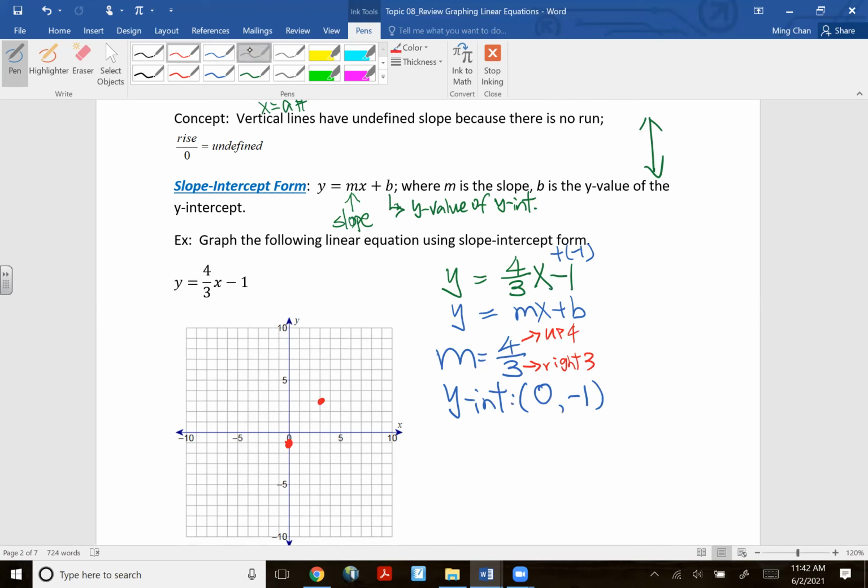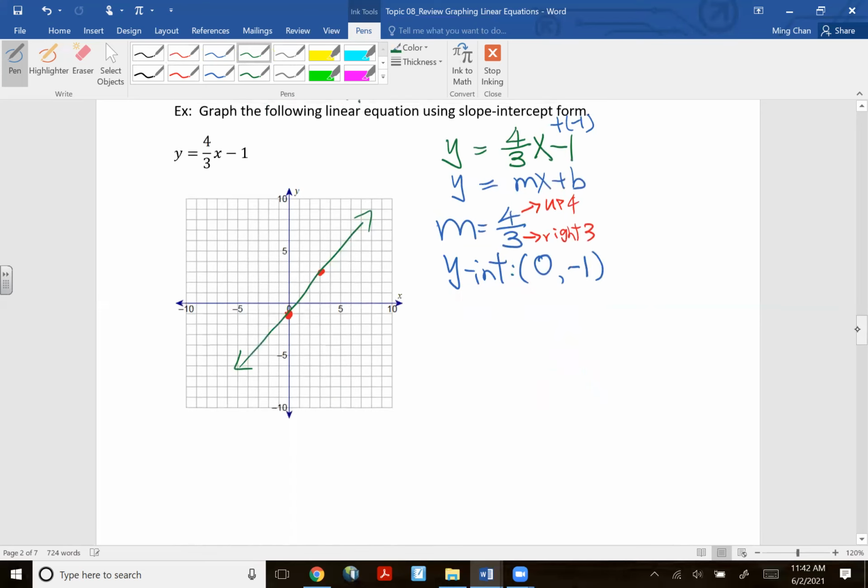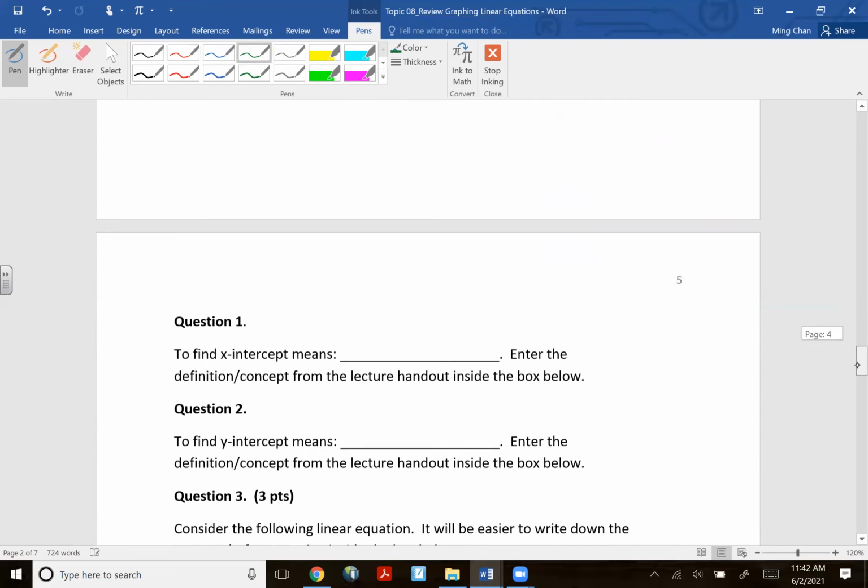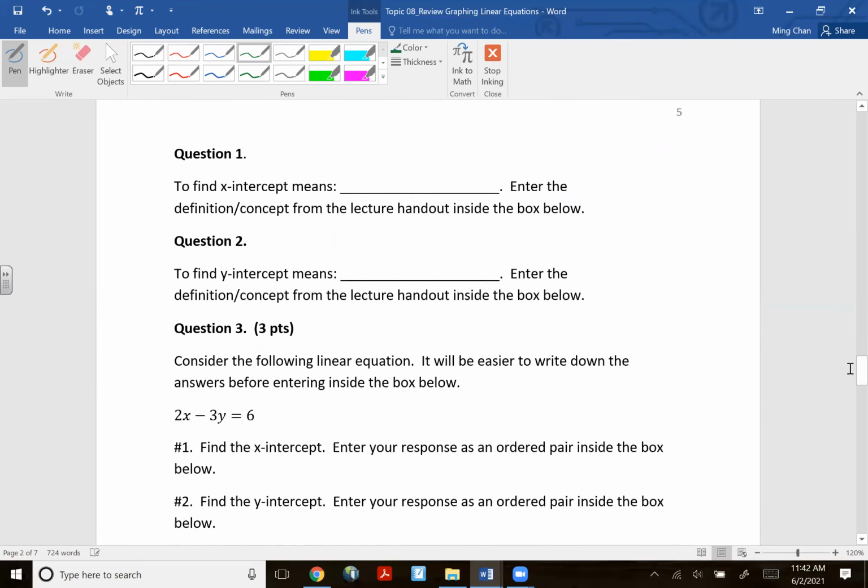Once I have 2 points on the line, I can simply connect them with the line. There you go. That's how we use slope and intercept to help us graph. All right, let's take a look at some of your homework questions. To find the x-intercept means to find the x value when the y value is equal to 0. To find the y-intercept means to find the y value when the x value is 0.